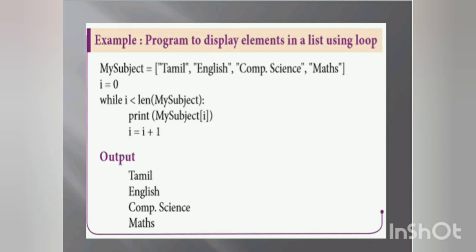Now the I value will get incremented by 1. Now the I value turns from 3 to 4. Again it will check the condition. 4 is lesser than 4. No, the condition is false. So it will exit from the loop. Now your output will be Tamil, English, Computer Science, Math.